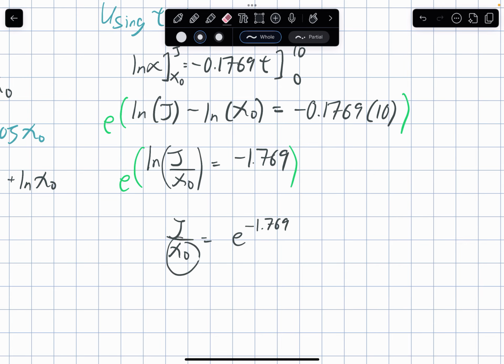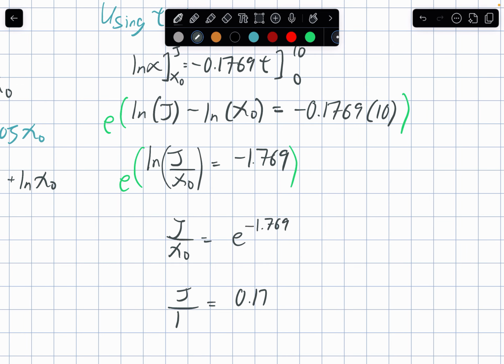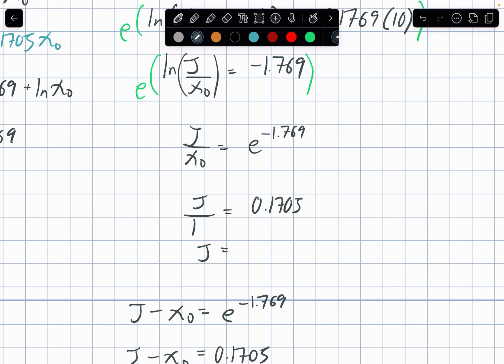So recall, x sub o means the initial amount, the amount that we originally started with, and x is the amount after 10 million years. So we expect it to be lower. So let's assume x sub o is 1. e raised to negative 1.769 is 0.1705. So x itself is 0.1705 of the original amount.